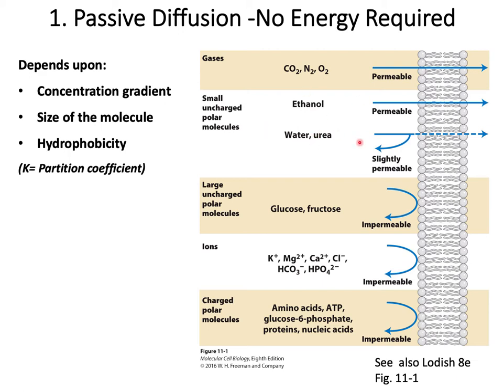And urea can cross the membrane from the region of high concentration to the low concentration, but this is very, very inefficient. So these substances move from a region of high concentration through the lipid bilayer to a region of low concentration on the other side of the lipid bilayer. The rate limiting step is the movement through the hydrophobic core of the biological membrane.